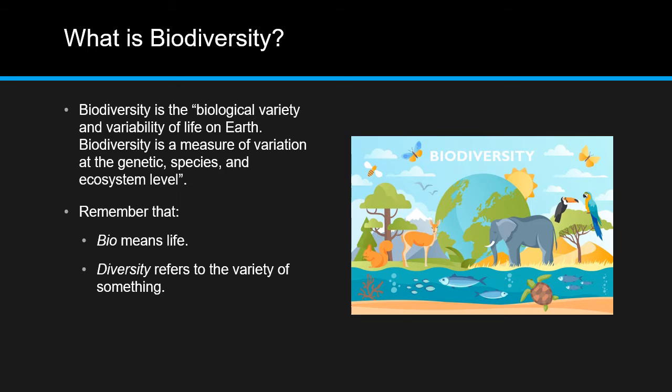So, if we have a large number of organisms and species in an ecosystem, like the elephants, the birds, the deer, the squirrels, the fish, the turtles, and the bees we see in this infographic, and the higher the genetic variability within those species, then the higher the amount of biodiversity we have in an ecosystem.